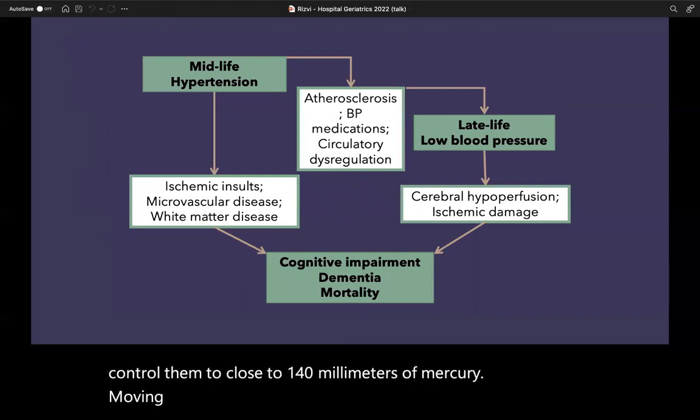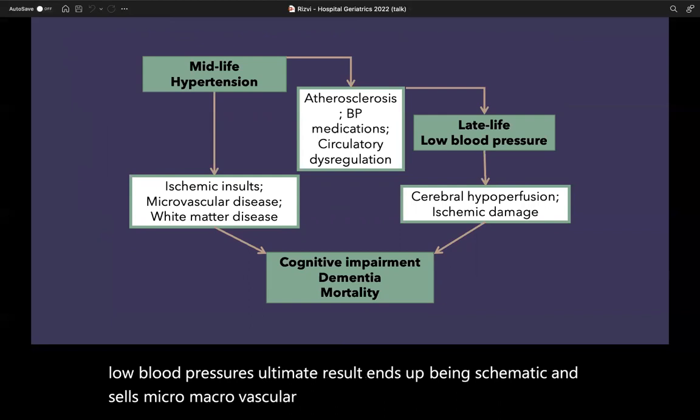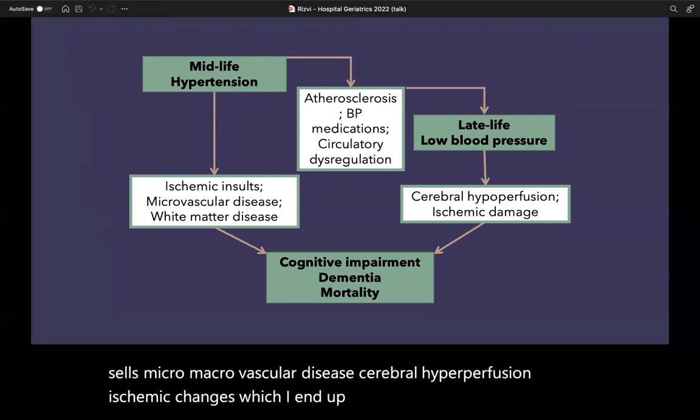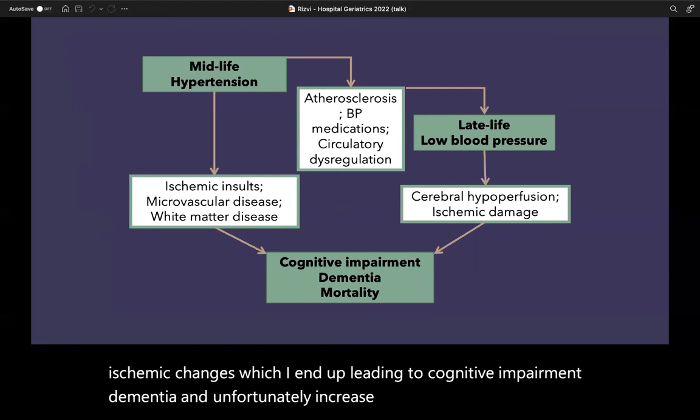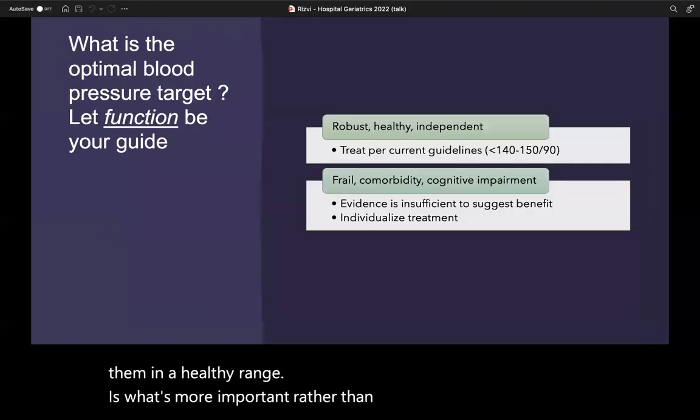Moving on, whether you talk about midlife hypertension or late life low blood pressures, the ultimate result ends up being ischemic insults, macrovascular disease, cerebral hypoperfusion, ischemic changes, which end up leading to cognitive impairment, dementia, and unfortunately increased mortality. Therefore, obtaining blood pressures on a routine basis and maintaining them in a healthy range is more important than just being fixated on a number.